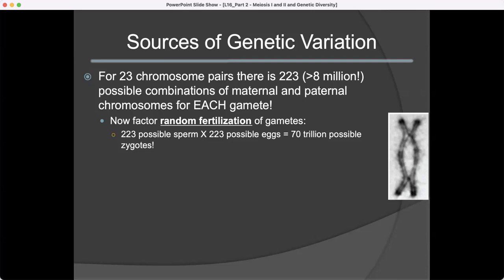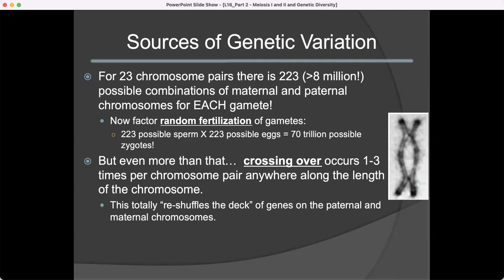Another source of genetic variation has to do with the fact that we have random fertilization of gametes. That means that it is random with respect to the genetic combination that will end up fertilizing the egg. That leads to many different possible zygotes that we can have. Now, fertilization isn't completely random, meaning that there is some evidence that there's different sperm characteristics that will allow for an increased probability of fertilization.